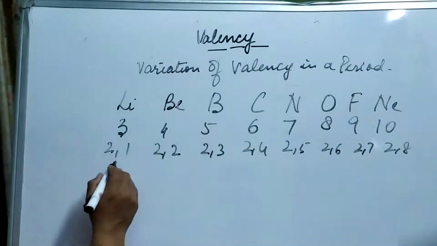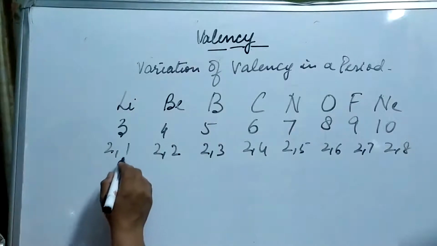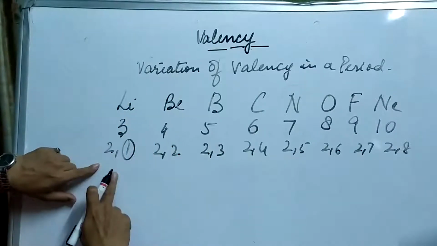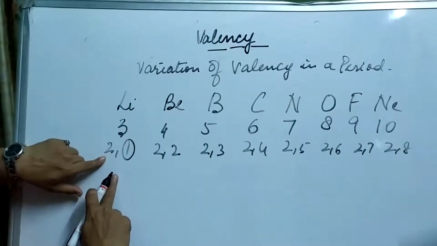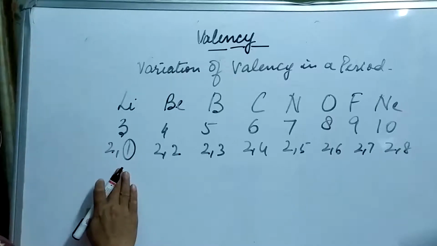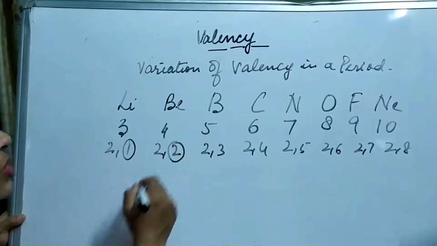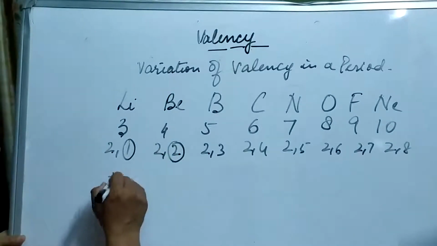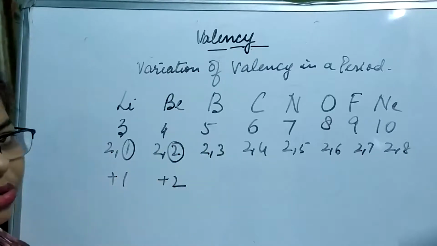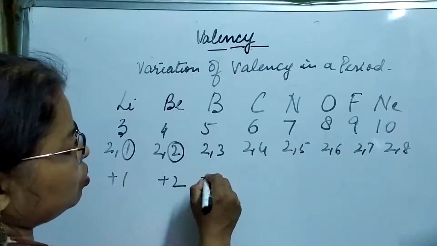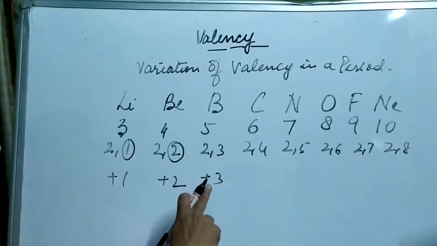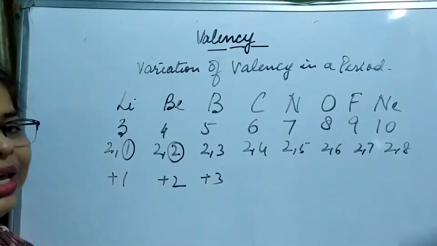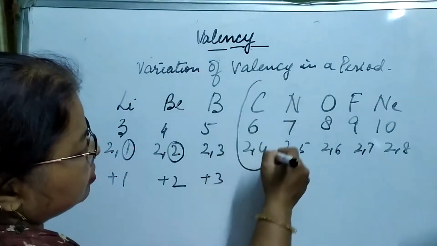Now let us see. When we move from left to right, what is happening? This one electron can be lost and it will become similar to helium, the inert gas configuration of helium, and it will be stabilized also. What about beryllium? It can lose 2 electrons and attain a +2 character. So, +1, +2. What about boron? In case of boron also, it can lose 3 electrons and carry the inert gas configuration same as helium.